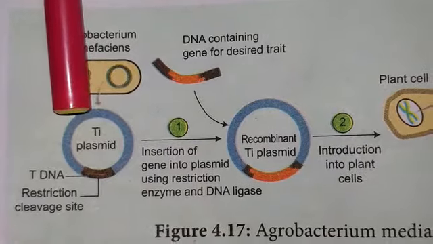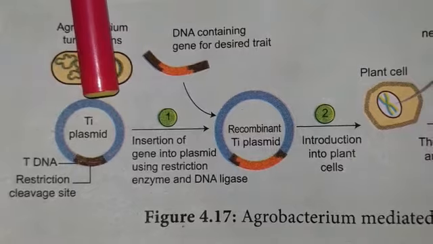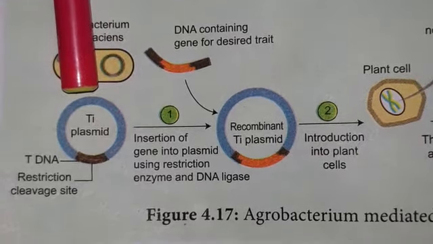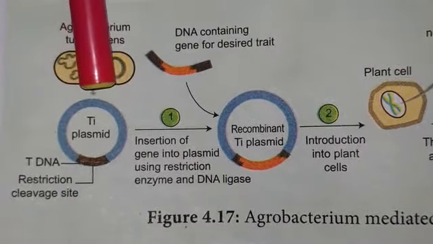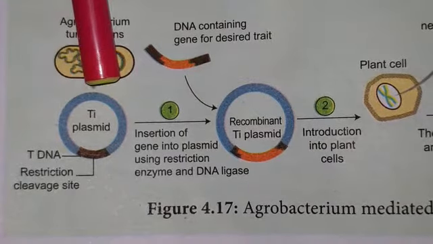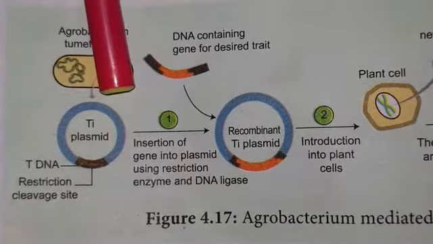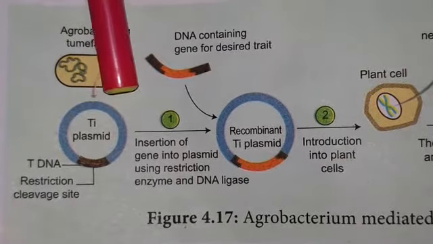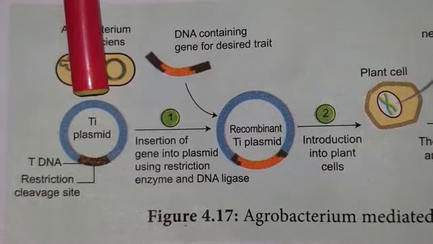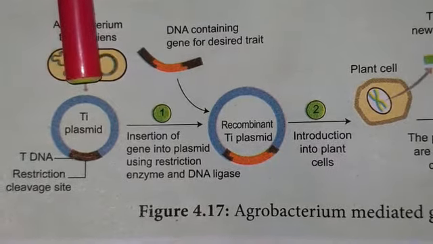The Ti plasmid represents the tumor inducing plasmid. A portion of it is referred to as the T-DNA, that is transferred DNA, which is transferred to the plant genome in the infected cells and causes the plant to form a tumor. That is, the T-DNA is responsible for causing tumor induction in the plant cell.